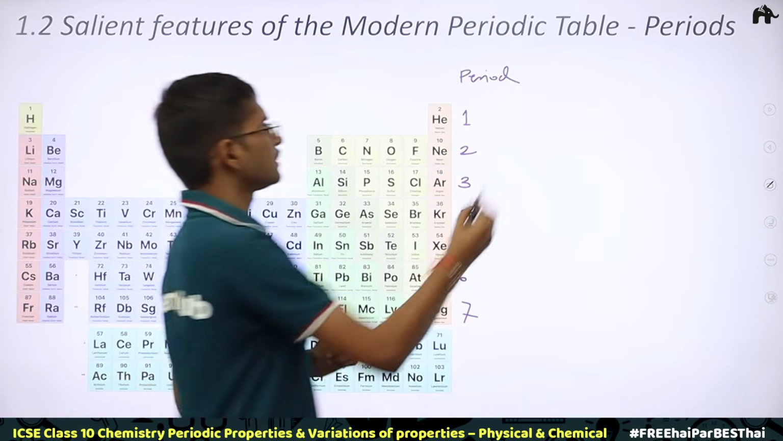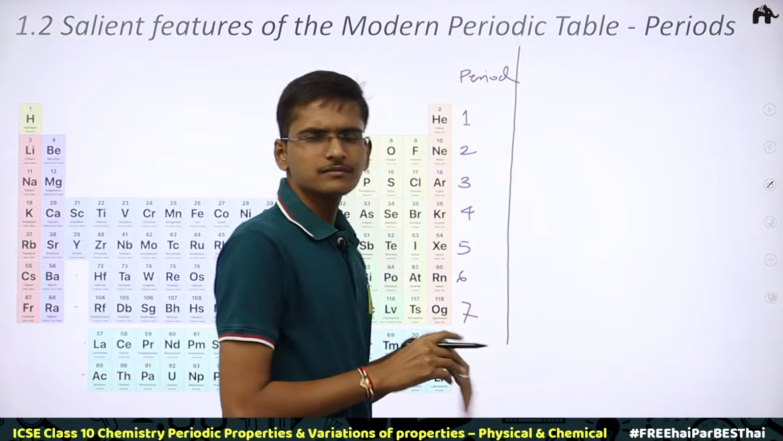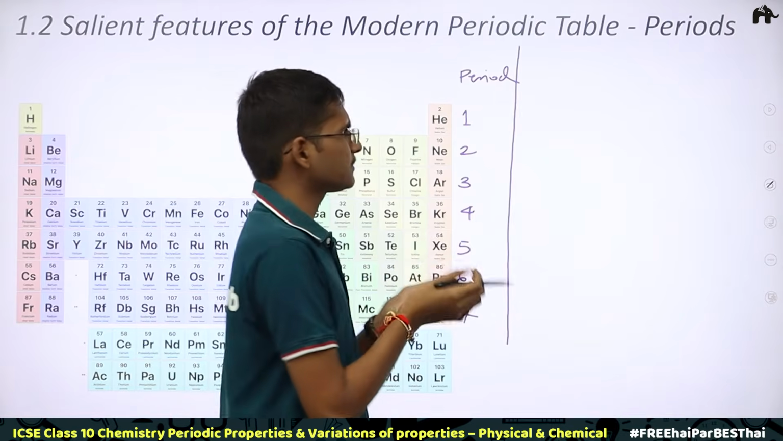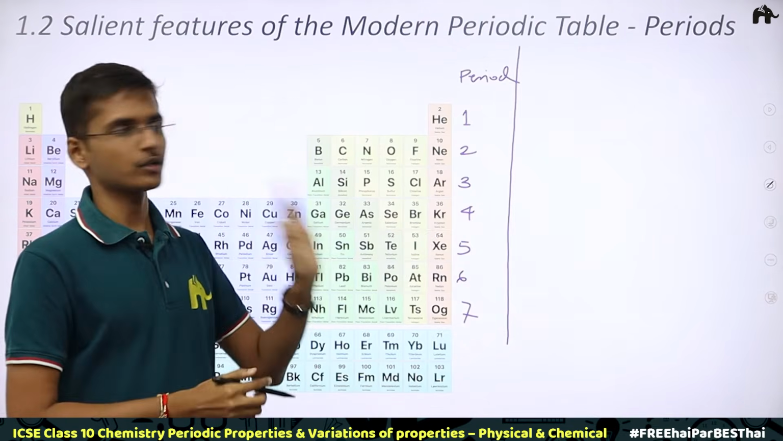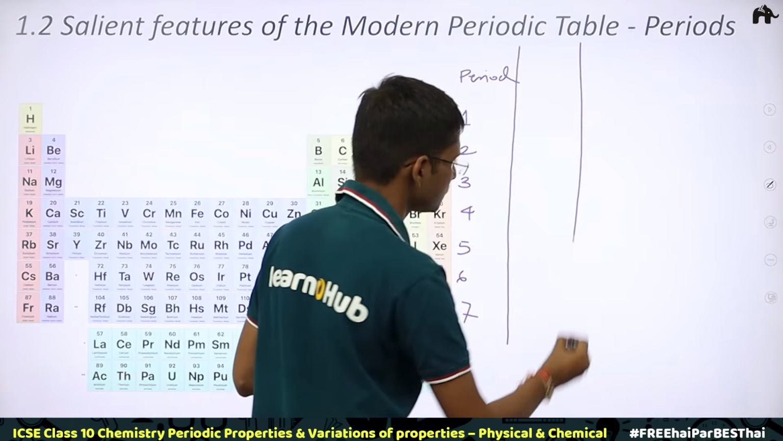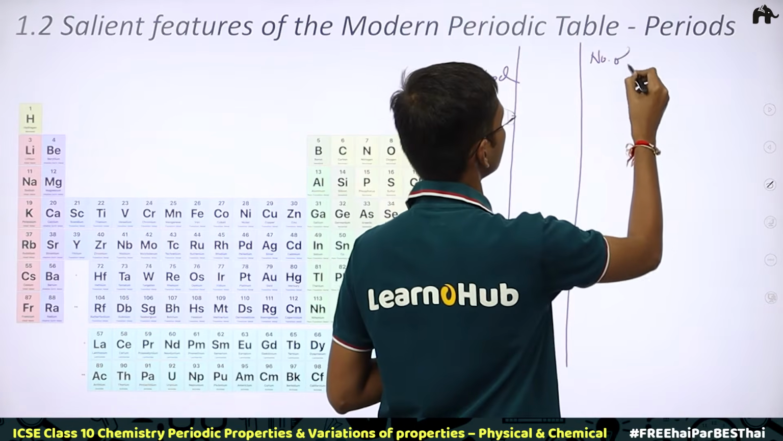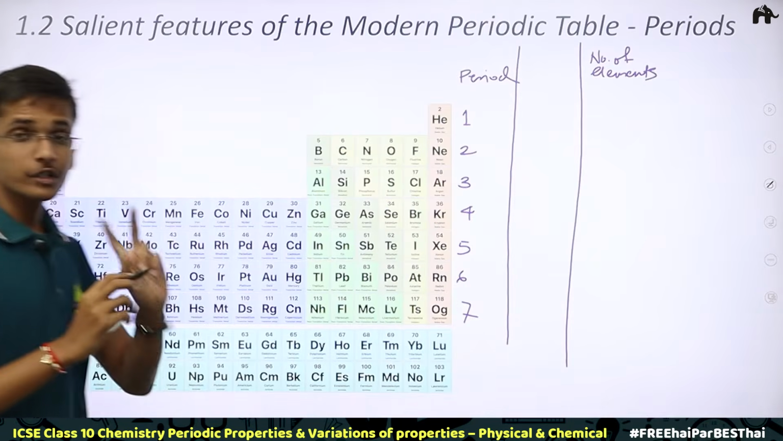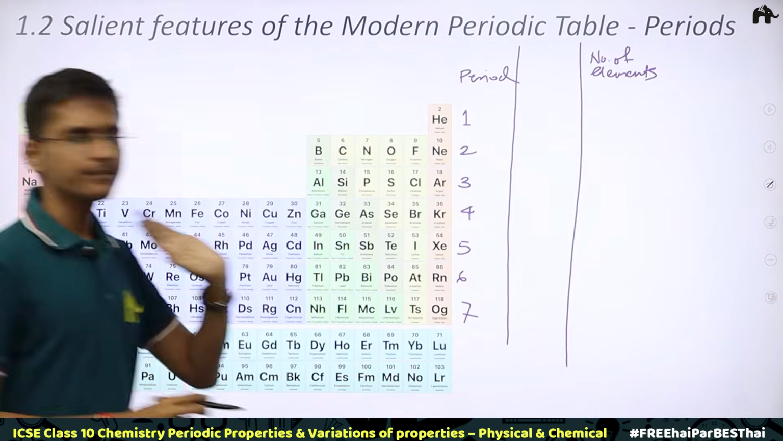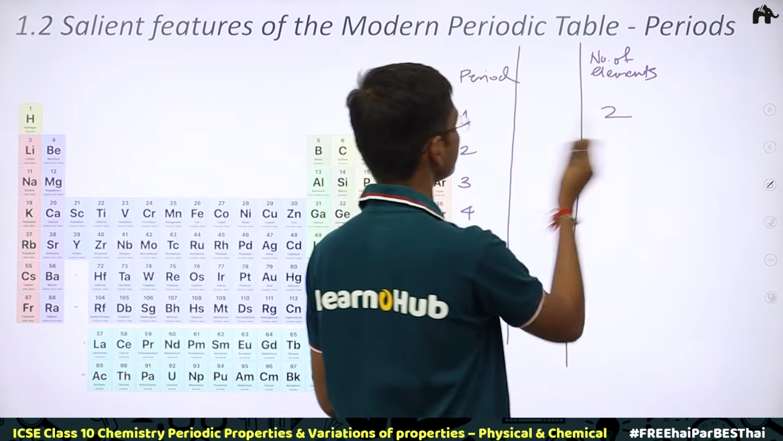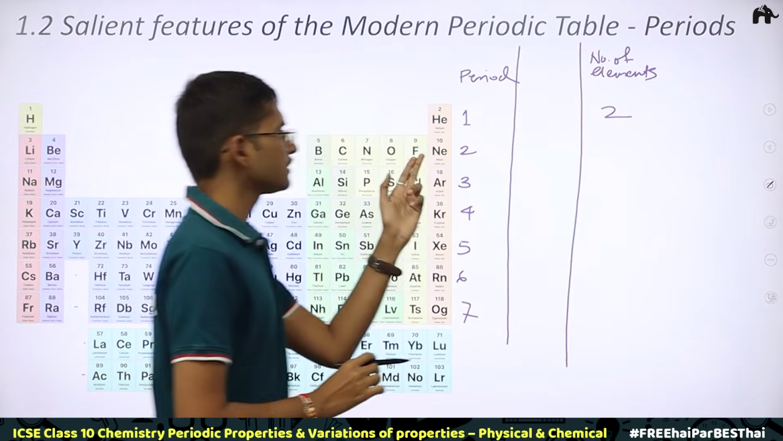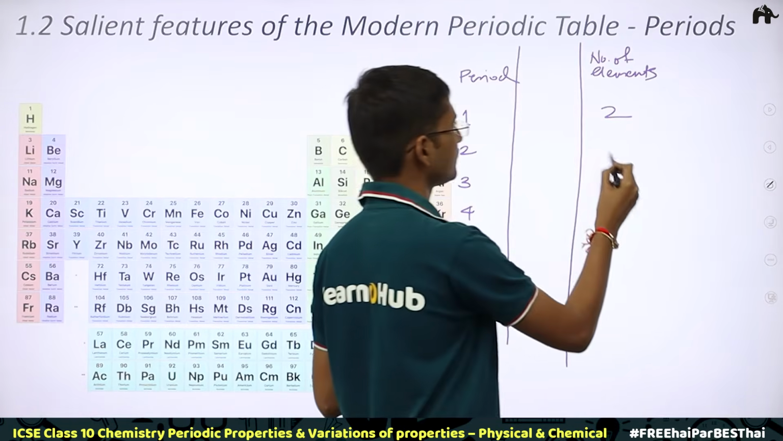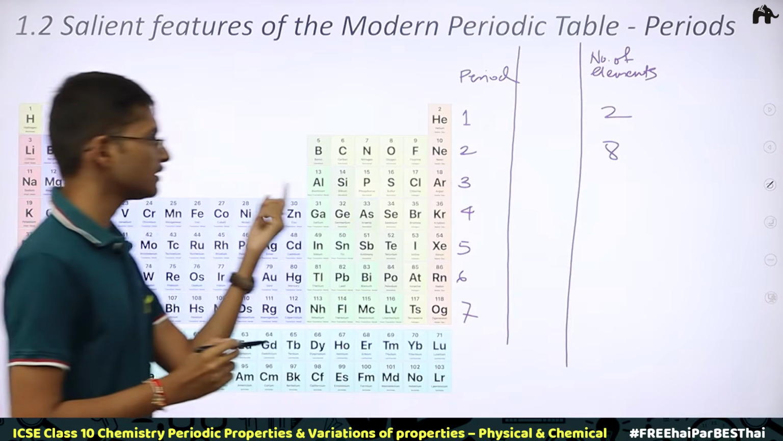Now these periods have been classified into some types. There are very simple types based on the number of elements only. So first let's see the number of elements in each period, and then you would understand the type as well. It would be easy for you to remember. In the first period there are only 2 elements, hydrogen and helium. So we would write in front of the first period 2 elements. In the second period there are 8 elements, from lithium to neon. Similarly in the third period also there are 8 elements.